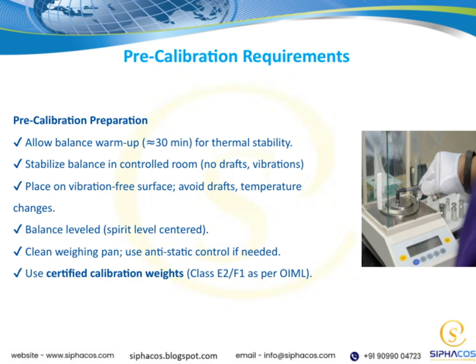results. Before starting calibration, clean the weighing pan thoroughly. If needed, use anti-static control measures to prevent static charges that might interfere with the measurement. Lastly, always use certified calibration weights, ideally class E2 or F1 as specified by OIML standards. These steps are all about creating the ideal conditions so that your calibration process is precise and reliable, aligning with our overall goal of maintaining measurement accuracy.